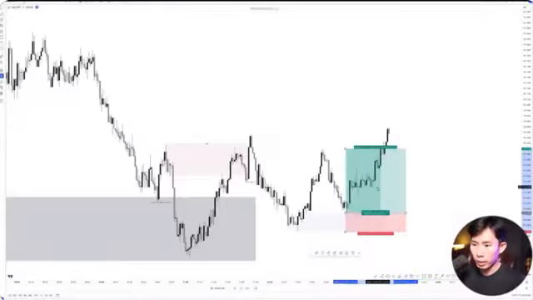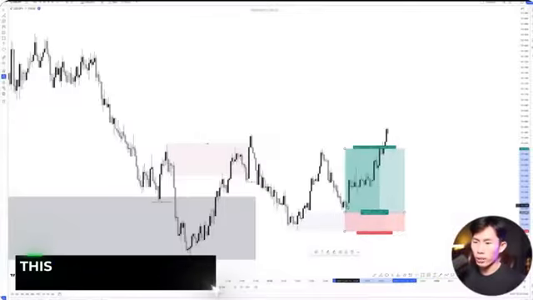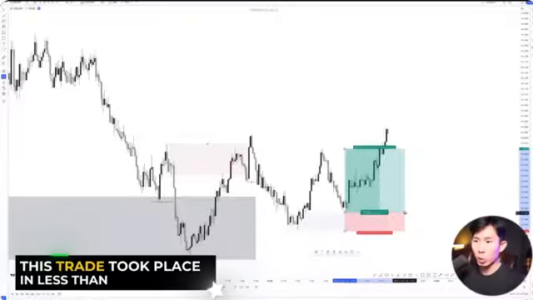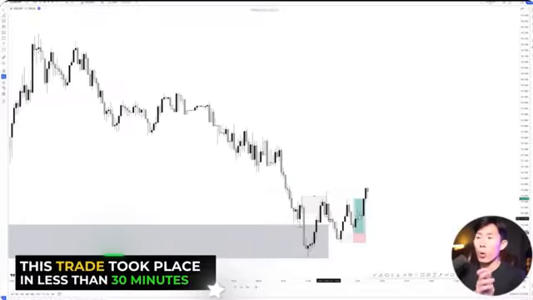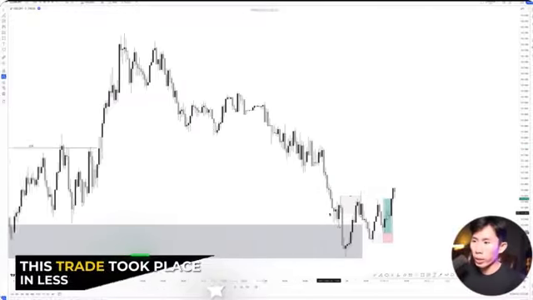And this took place in less than an hour or so. Wait, no, this actually took place in less than 30 minutes, right? So within 30 minutes, you just caught this 1 to 3R trade. As simple as that. Now, before we move on to the next example, here's a quick recap on what just happened.